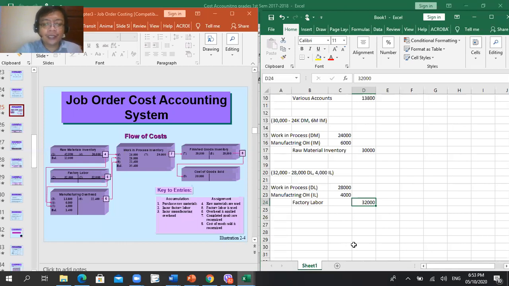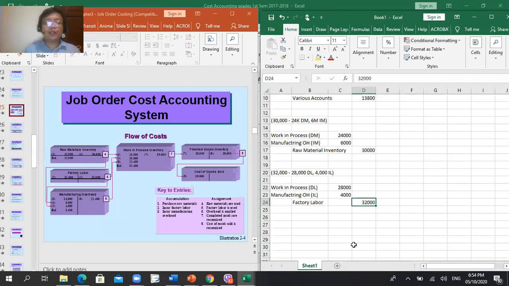The overhead applied is to be charged. What do you mean by overhead applied? Sir, it's just an estimation. Very good, estimation. Why are direct materials and direct labor charged at actual cost, but overhead is charged at estimation or estimated overhead? What is the reason?